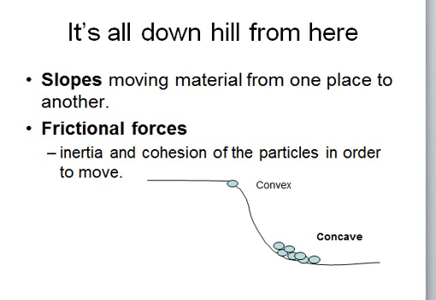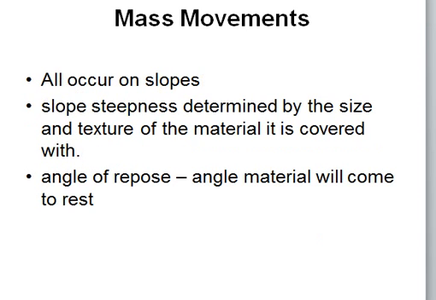So when we look at a slope, the idea is that the material is overcoming some inertia, some threshold, and the inertia might be cohesion or weight, and it overcomes that and is able to move down under the force of gravity. The steepness of the slope impacts how much material moves and when material moves, and the steepness of a slope is often determined by the texture of the material on that.